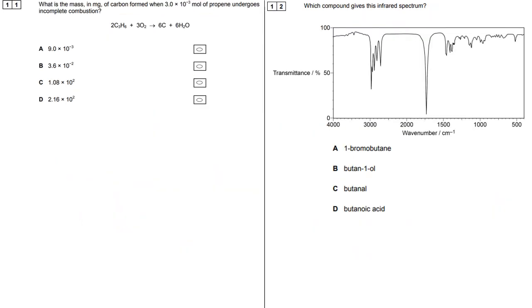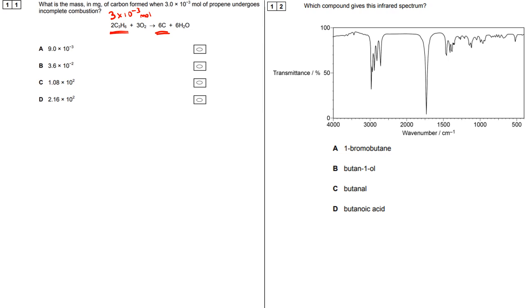So here we have question 11, chemical calculations topic. What's the mass in milligrams of carbon formed when 3 times 10 to the minus 3 moles of propene undergoes complete combustion? So we're trying to find the mass of carbon there, and we're given the moles of propene.